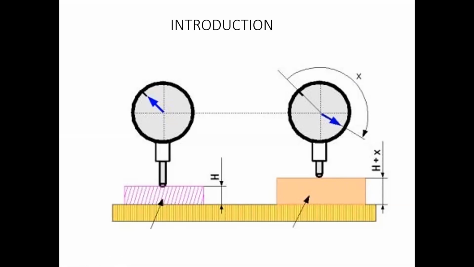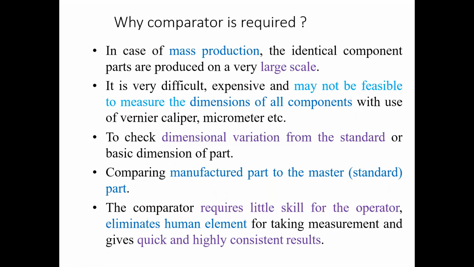Why is a comparator used? What is the requirement of a comparator? If you go for mass production, the identical components are produced on a very large scale. You know very well, it is very difficult and expensive and may not be feasible to measure the dimensions of all components with the use of vernier calipers and micrometers.